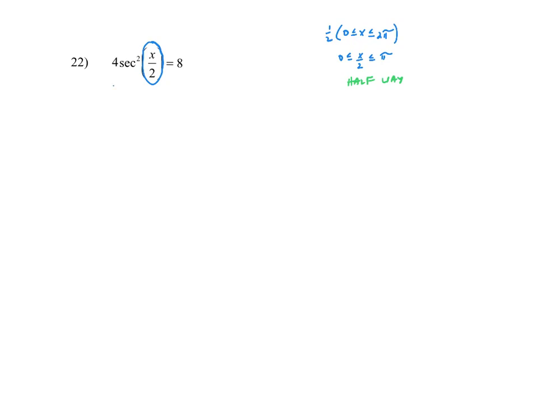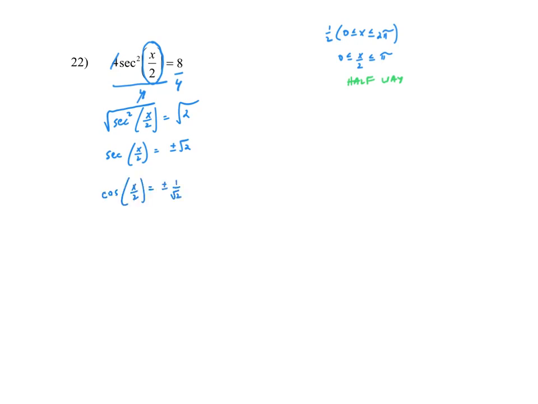Time to isolate the trig function by dividing both sides of the equation by 4. We see that the 4's cancel. Secant squared of x over 2 equals 2. Square root both sides. The square and the square root cancel. Secant of x divided by 2 is equal to plus or minus root 2. If secant values are plus or minus root 2, then the cosine values are plus or minus 1 over root 2. Rationalize, and we see that the cosine of x divided by 2 equals plus or minus root 2 over 2.